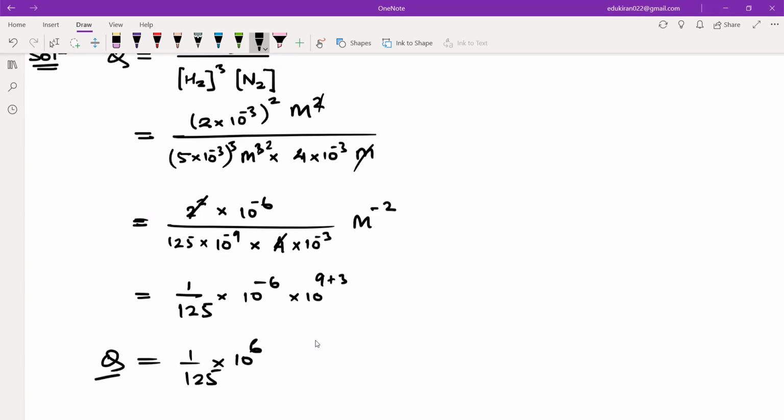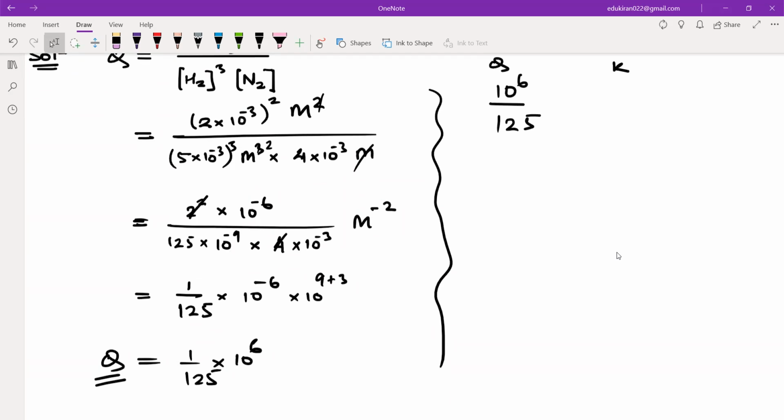This will be the Q. Any doubt till here? No, sir. So now you can compare. Q is 10 to the power 6 upon 125. And what is the K that we have?